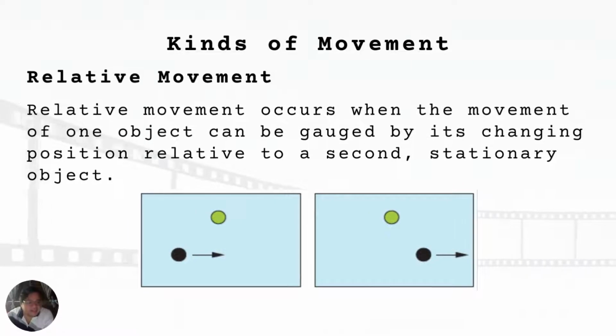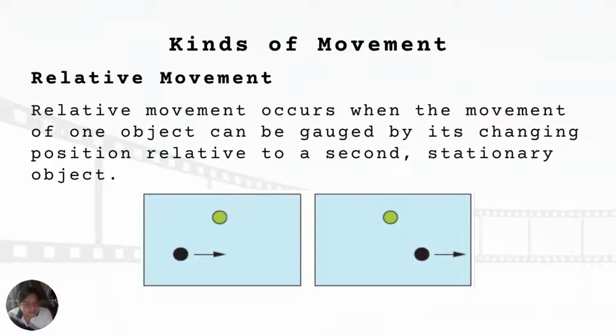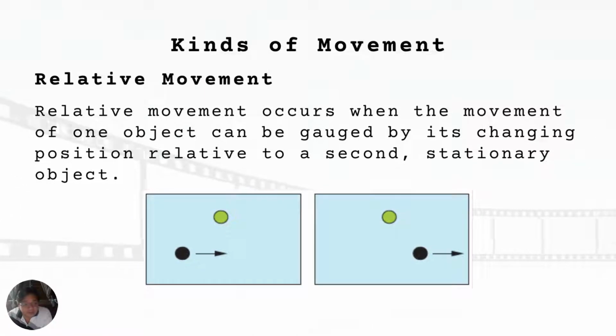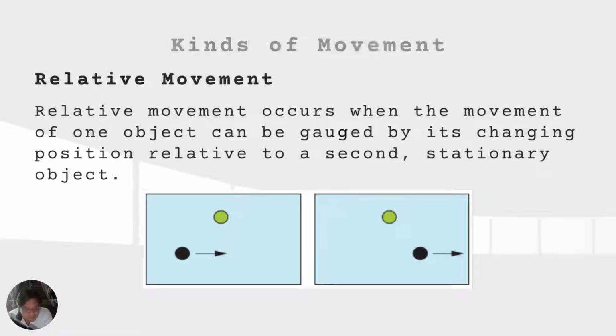Now we have relative movement. When you say relative movement, it occurs when the movement of one object can be gauged by its changing position relative to a second stationary object. Okay, I'm going to give you an example, or I want you guys to imagine my example. For this sake, the black circle appears to move because its position changes relative to the stationary green circle in the frame.